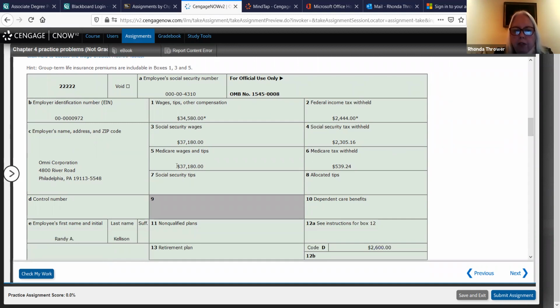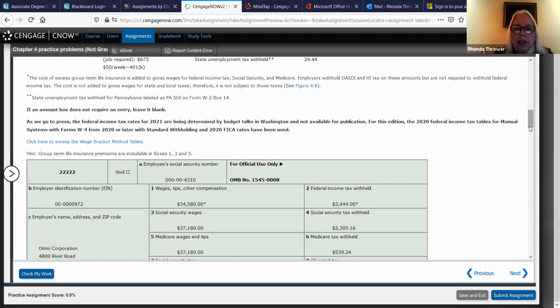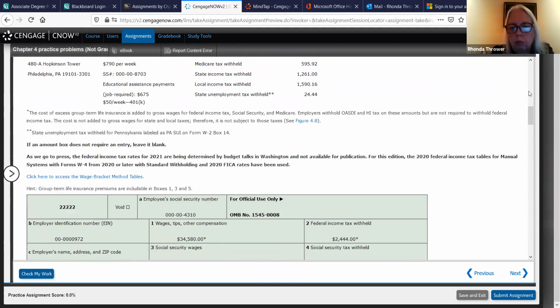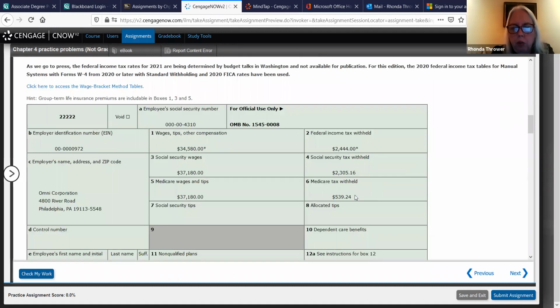In box 5, the Medicare wages and tips are going to be the same as your Social Security wages. So you just bring that down to box 5. Then you enter in the Medicare tax that's withheld, and that is given. This was the Medicare tax that was withheld for Randy Kellison, $539.24. So that's what's entered here.